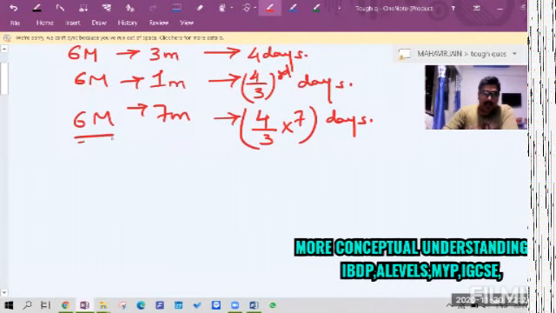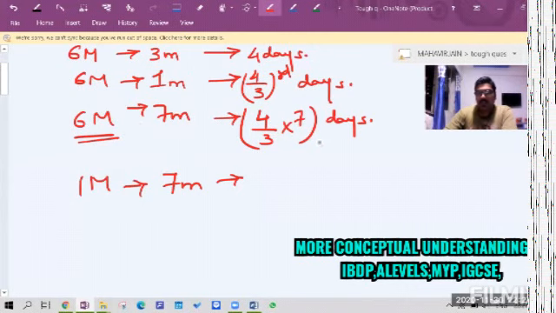Now these are for 6 men. If I want 1 man to do the same work, he would take more number of days. Do you understand this? I repeat the question. 6 men, 3 meter deep, they take 4 days. So if the 6 men just want to do 1 meter deep, they will take less time, so 4 by 3. If they want to do 7 meters, more time, so this is for 1 meter, so for 7 meters into 7. Similarly, simple unitary principle.